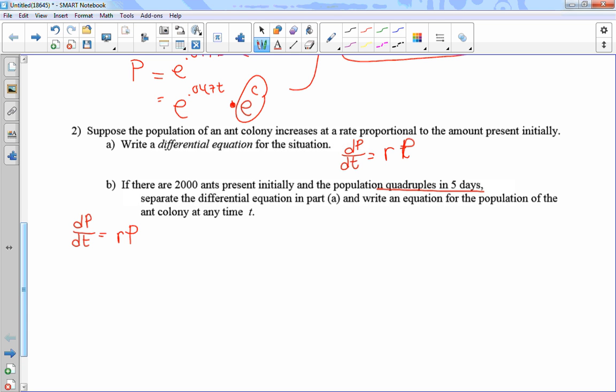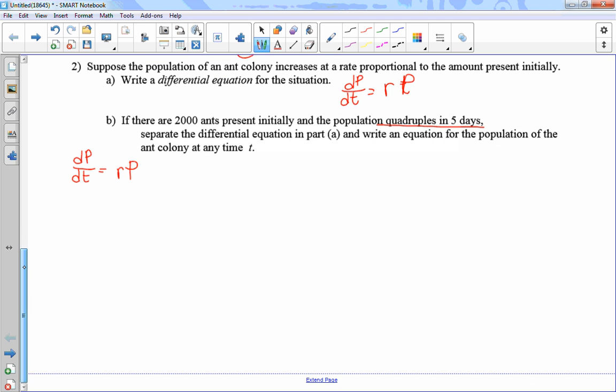Okay. Does anyone have the formula for the population? Yeah. What'd you get? Yeah. Because we separated variables, right? Times dt divided by p. This looks familiar, pretty much exactly what we did on the other side.